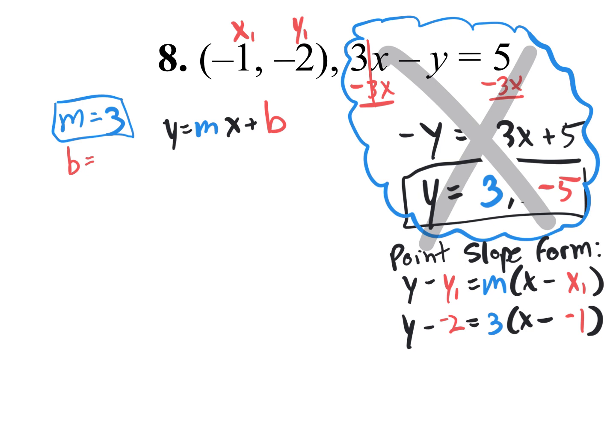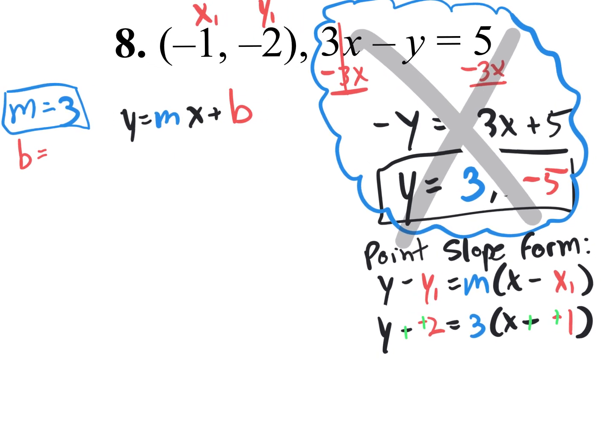The only thing you could do to make it look nicer is to change the minus minus to plus plus. Okay. So if they would have said, write your equation in point slope form, I would be done right here. y plus 2 equals 3 parentheses x plus 1. But they don't want it in point slope form. The instructions say slope intercept form.